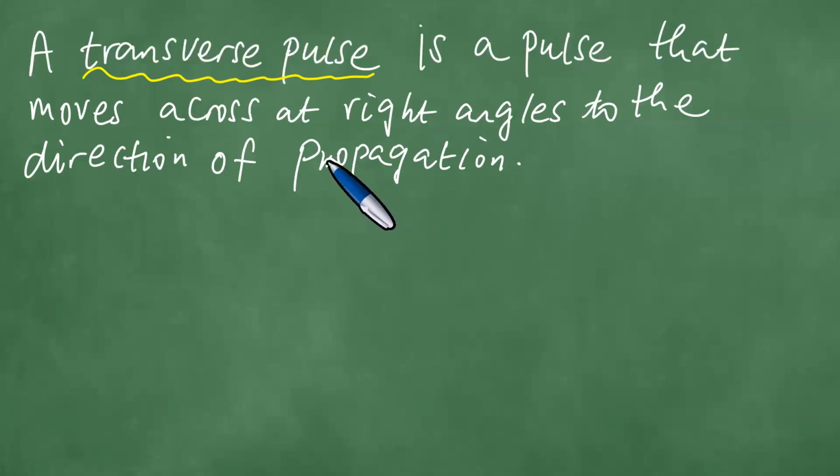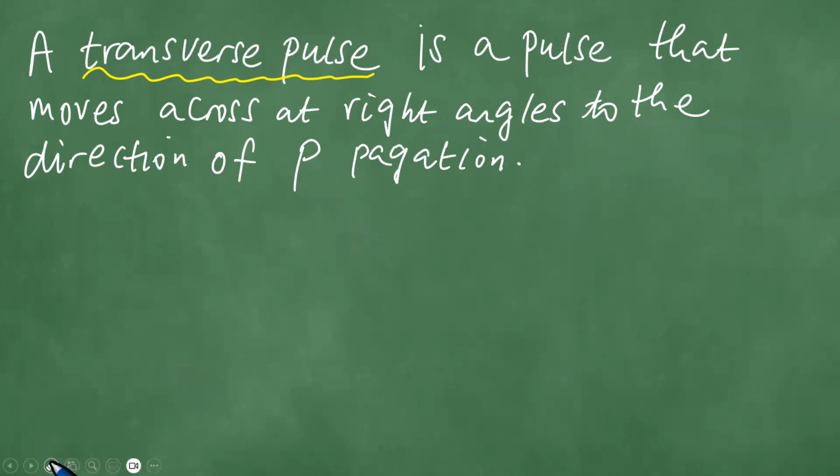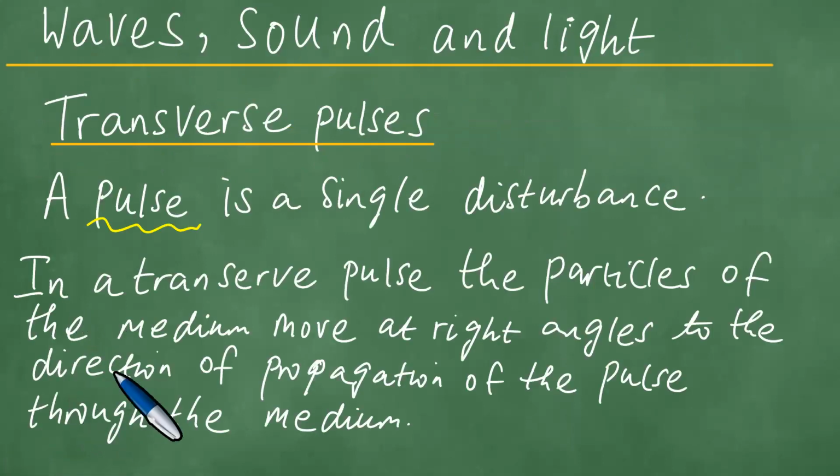Right, so we note that. Okay, I want to also say a little bit more. I want you to note that in a transverse pulse, and let's highlight this one, the particles of the medium move at right angles to the direction of propagation of the pulse through the medium. Okay, so that is one thing.